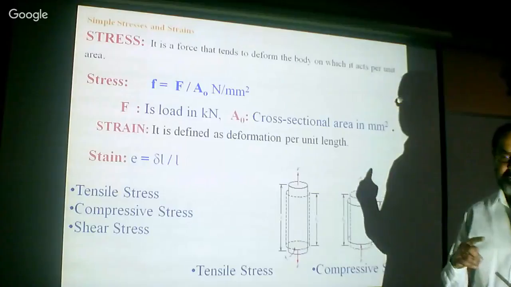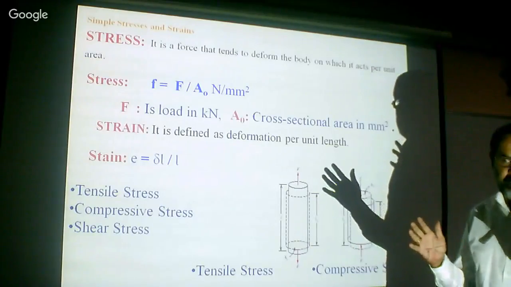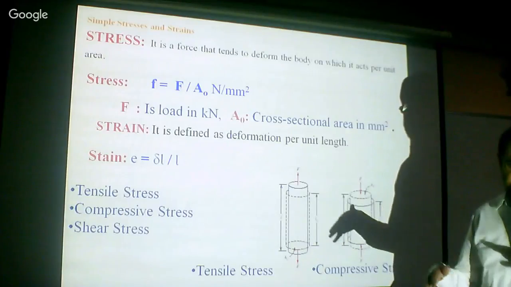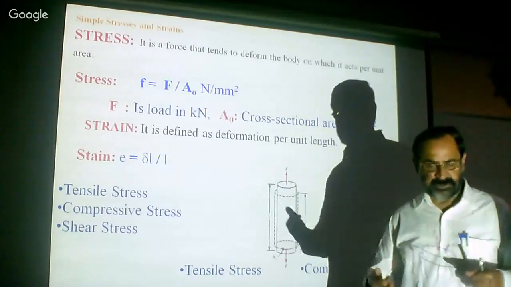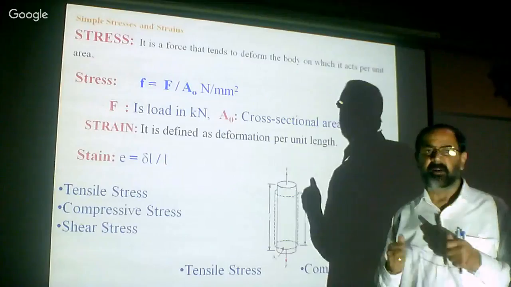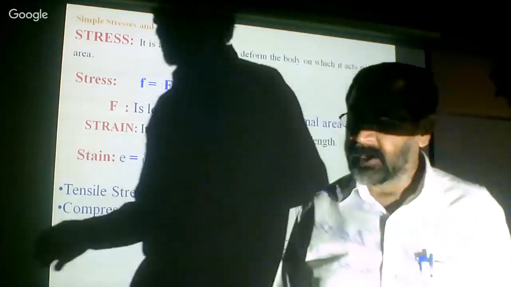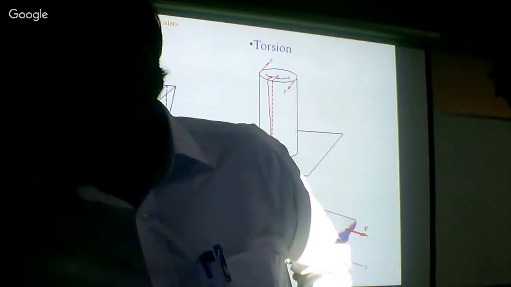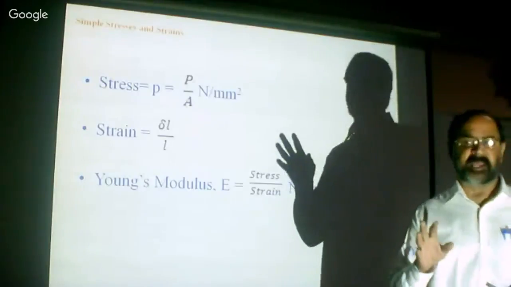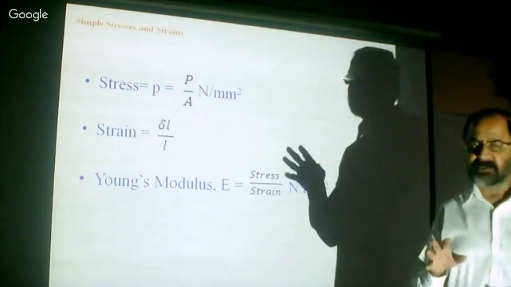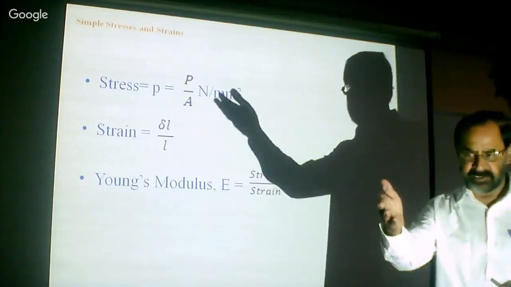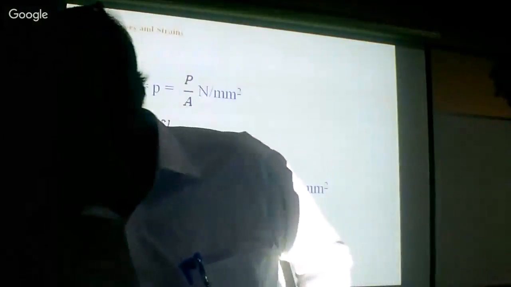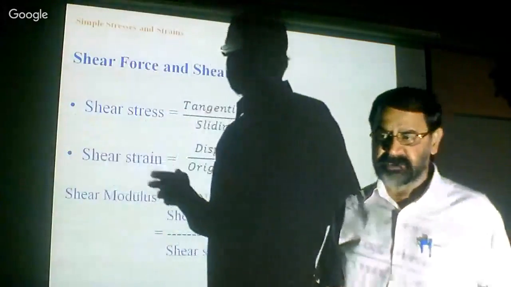Now this is stress. There are three kinds. One is direct stresses, that is tensile stress, developed against the tensile forces, and compressive stresses, developed against the compressive force, and the shearing stress, shear stress. These are the fundamentals in strength of materials. The strength of materials will not represent the strength of materials unless having these things: stress, strain, Young's modulus, and also the shear force, shear stress.